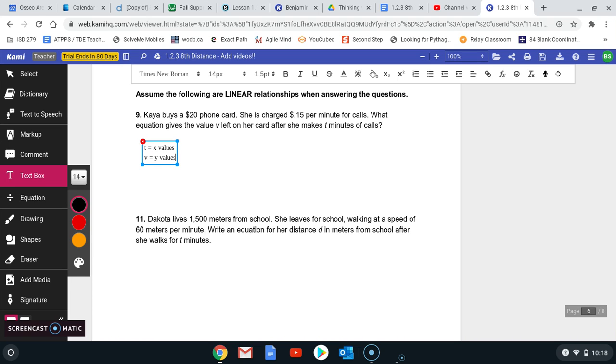So write an equation in y equals mx plus b. The only thing I would make sure you guys pay attention to is she has a $20 phone card, which means that's how much she has on it, and she is charged 15 cents per minute for calls. So they're taking away 15 cents per minute every time she makes a call.